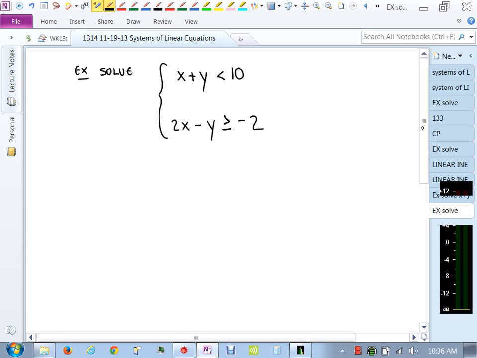So let me try and do these separately, all right? Meaning, let's talk about this first. Now, we've done that problem several times now, right? The first thing I would do is take it and make it into an equation. I would solve for y, and then I would draw a line.